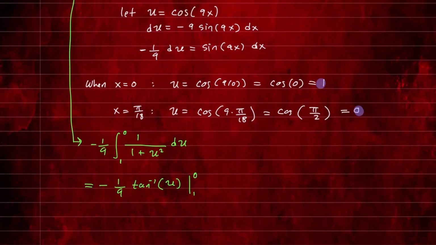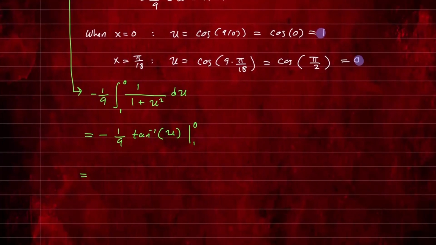You make it look like one of those formulas on the table. And then you plug in the upper bound. So we have negative 1 over 9 tangent inverse of 1 minus 1/9 tangent inverse of 1. And I'm sorry, this should be 0. Tangent inverse of 0, because we plug in the upper bound first. So if I evaluate tangent inverse of 0, that's going to be 0. And then minus, that's going to be a positive 1/9 tangent inverse of 1, which we know is pi over 4.